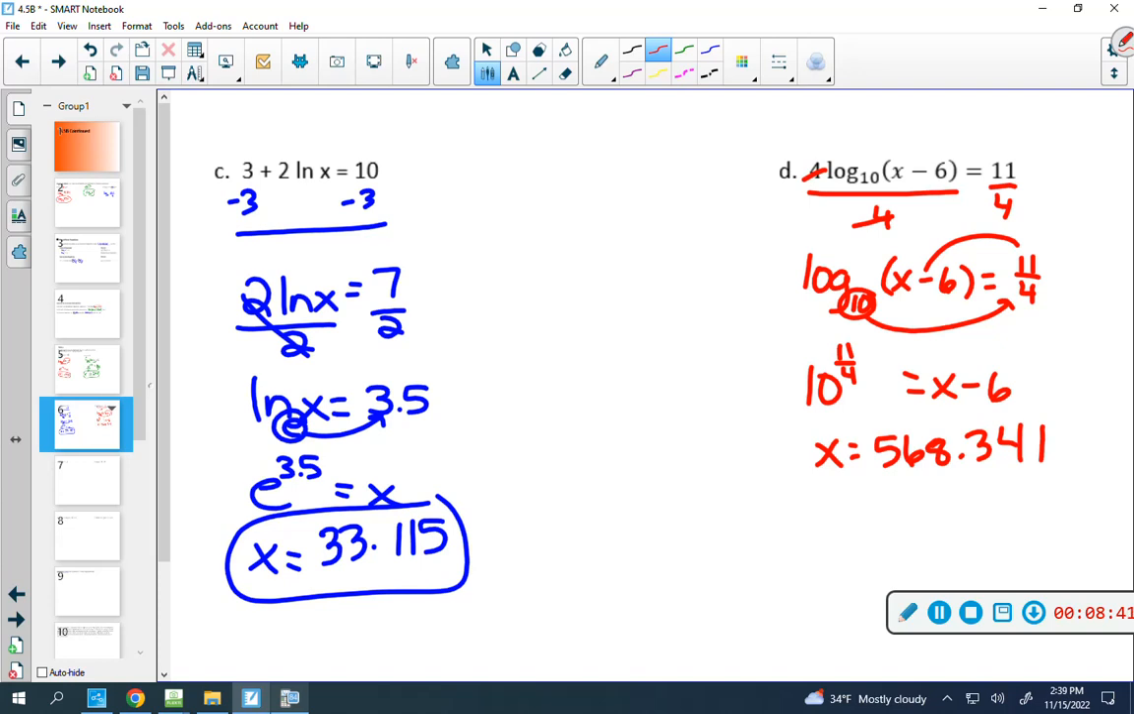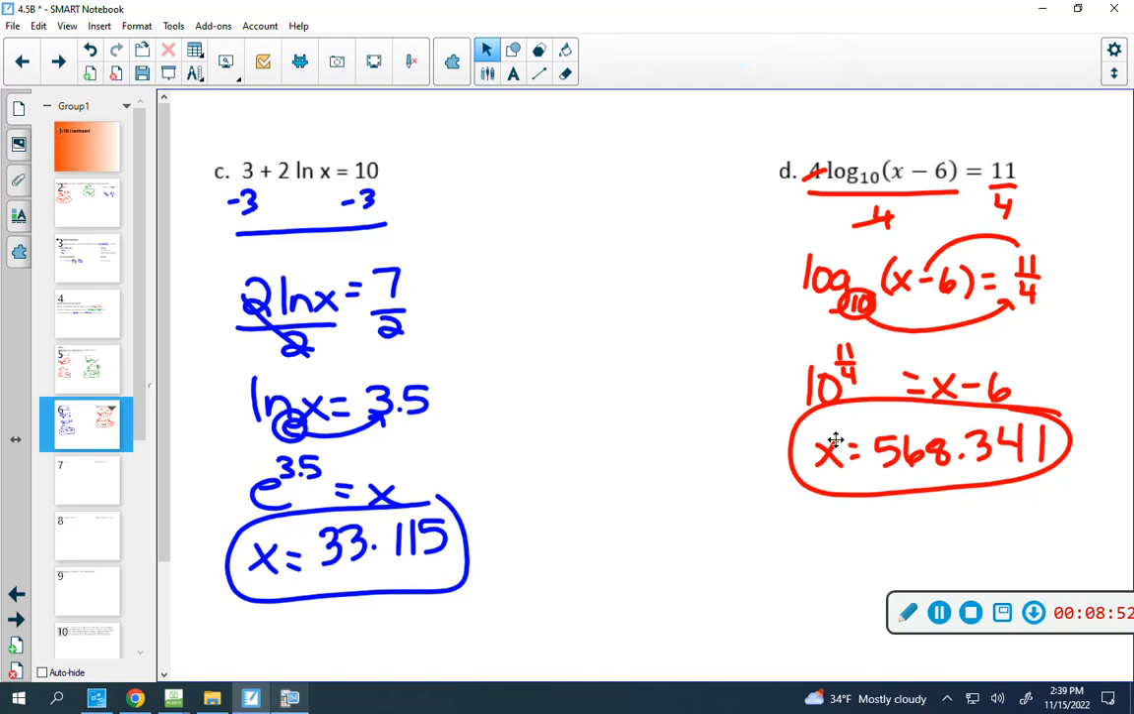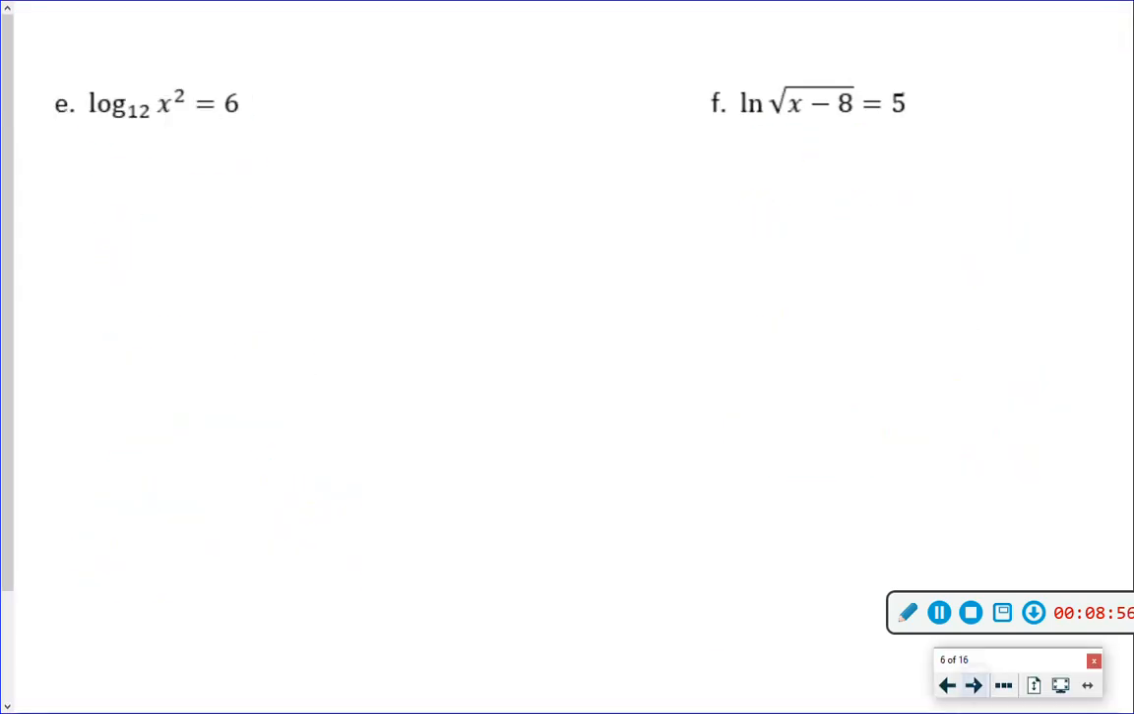Okay, before I circle it, just a little mental check. If I replace x with that, are we okay? Yeah. All right, any questions on the first 4? I kind of like this stuff. It's not too bad. Just some decimal answers. Do most of the work in your calculator.